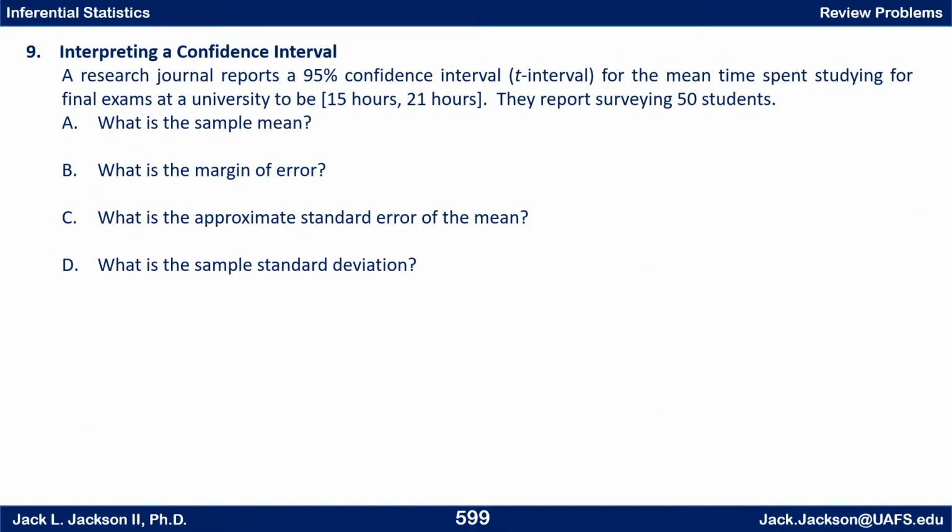Next, a research journal reports a 95% confidence interval, a T interval, for the mean time spent studying for final exams at a university to be 15 hours to 21 hours. They report surveying 50 students. Can we work backwards from this confidence interval and find the sample mean, margin of error, standard error of the mean, and the sample standard deviation? The answer is yes, we can. Can you do it? Let's see. Press pause now.